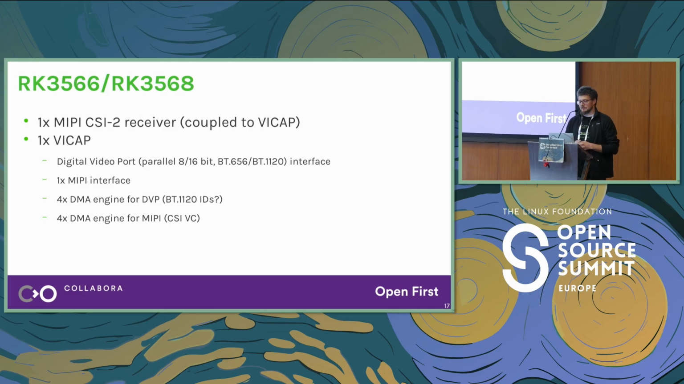Additionally, there is the MIPI interface that is coupled to this MIPI CSI2 receiver. And then you have got a lot of DMA engines, 4 for the DVP. So apparently it's possible to have multiple stream IDs via BT1120. I'm not really too familiar with this recommendation, but I've been told it works. So you can capture 4 streams actually via this DVP interface. And the same thing holds for MIPI. Here you have got CSI virtual channels, and again you can capture 4 streams or 4 virtual channels with this MIPI interface.